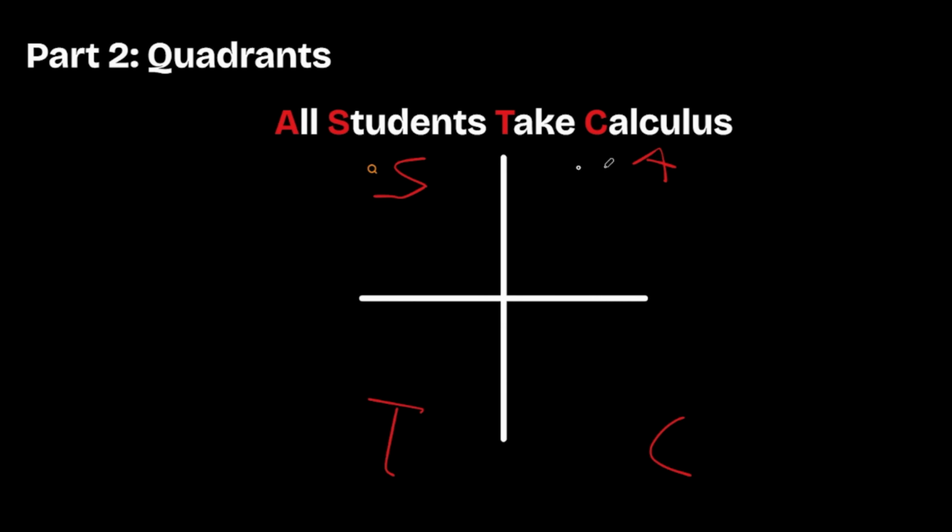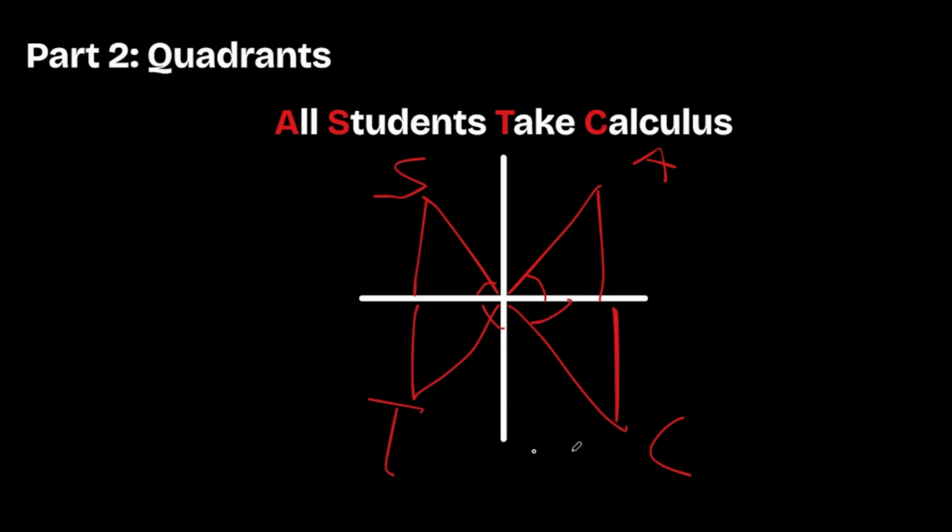Alright, so what this means is that this A stands for all, which means everything can be positive in this quadrant. The S stands for sine, the T stands for tangent, and the C stands for cosine. So if you have sine, it's going to be positive here. If you have tangent, it's going to be positive here. And if you have cosine, it's going to be positive here. All of these are going to be positive in the all section.